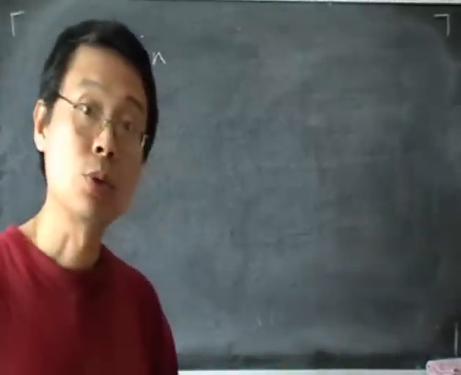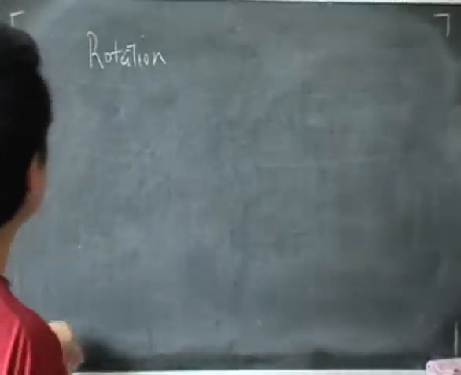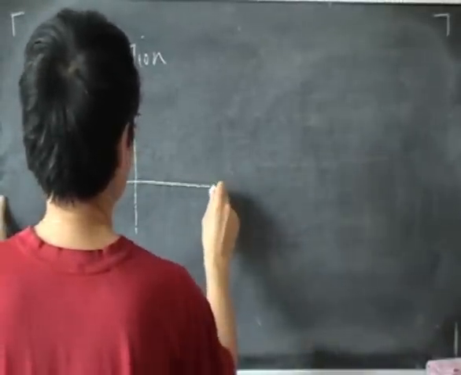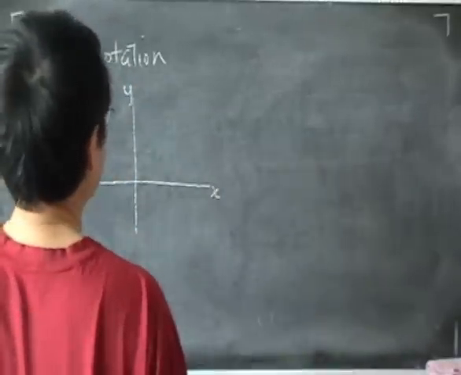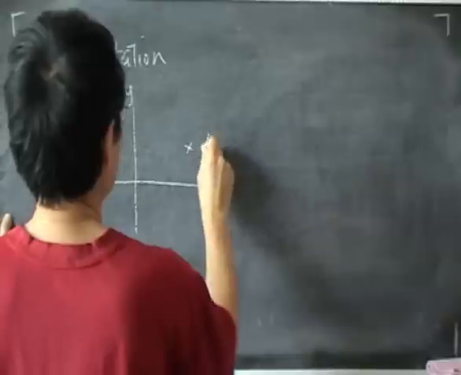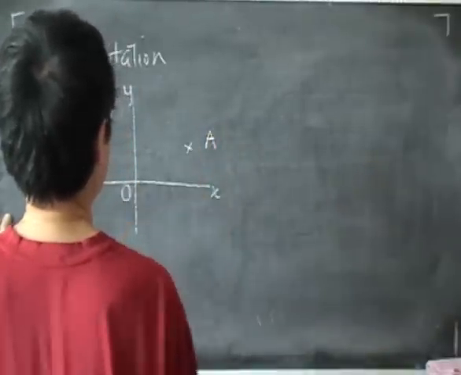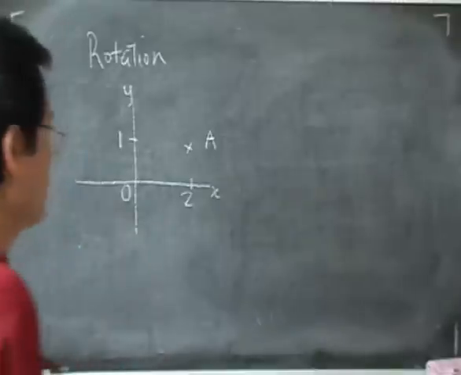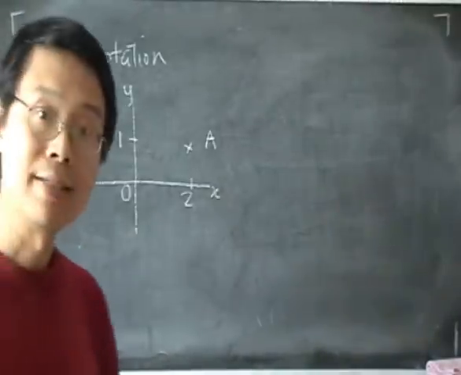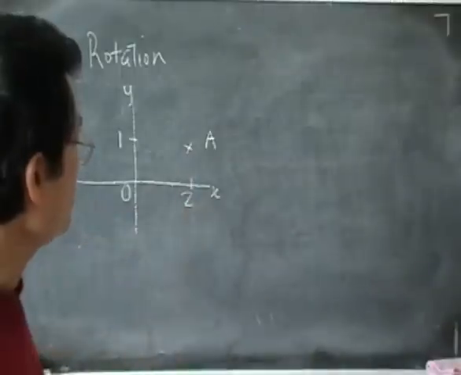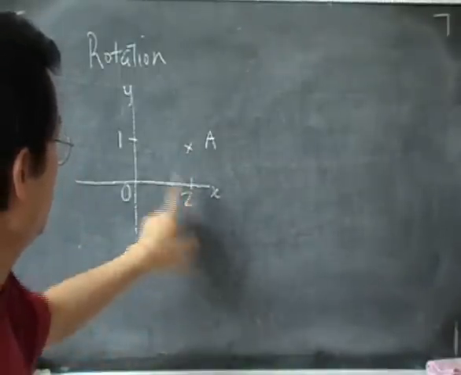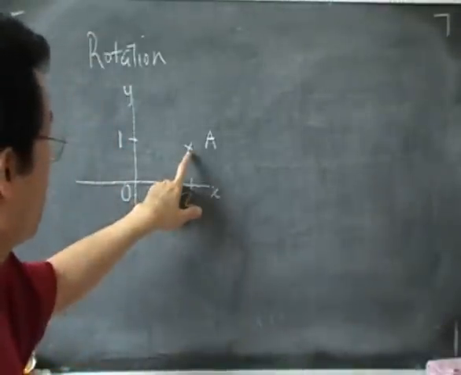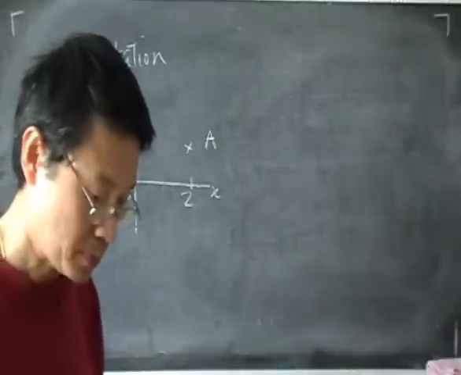Now we are going to look at rotation. Suppose that we have a point A at this position, 2, 1, and we want to rotate this point about the origin by a certain angle. Now what does that mean?